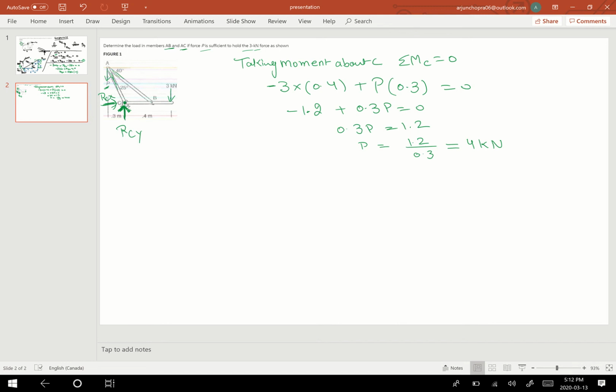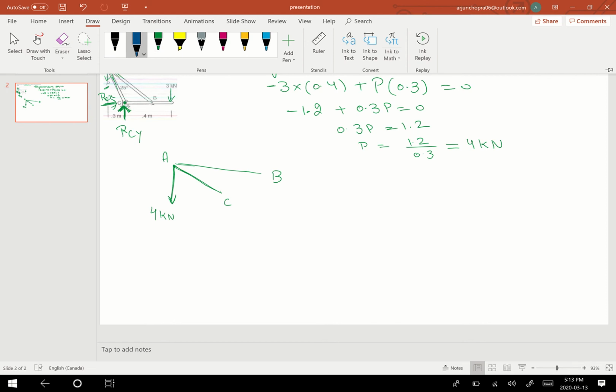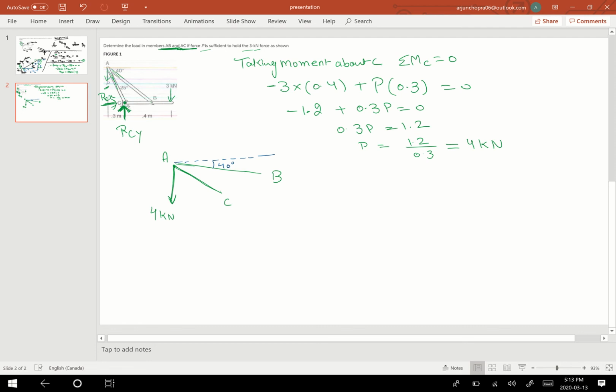Now it's asking me to find the load in members AB and AC. I can draw a point diagram, and that will make my question very simple. I'm going to draw a point diagram about point A. This load is acting in the downward direction, this is 4 kilonewtons. This is point A, this is C, and I can represent this member as AB. This angle with respect to the horizontal line is 40 degrees, and this angle is 25 degrees. Rather than writing 25 degrees, I'm going to write this complete angle as 65 degrees, because 40 plus 25 gives me 65 degrees. Now I just need to apply the x and y forces.